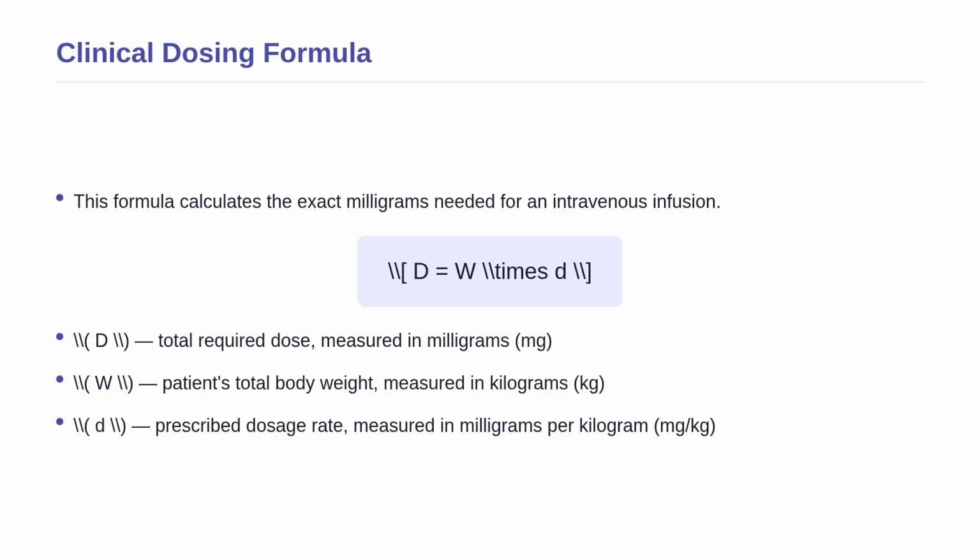D equals W times d. It is a simple but critical equation. Capital D represents the total required dose of the monoclonal antibody that will go into the IV bag, measured in milligrams. Capital W is the patient's total body weight in kilograms. Finally, lowercase d is the prescribed dosage rate, which is established by clinical trials and given in milligrams per kilogram.